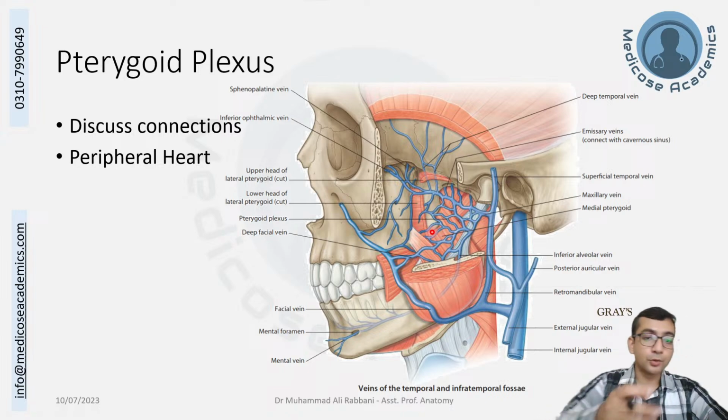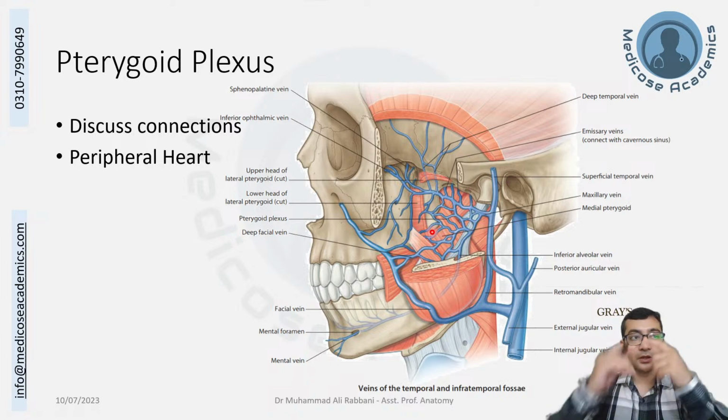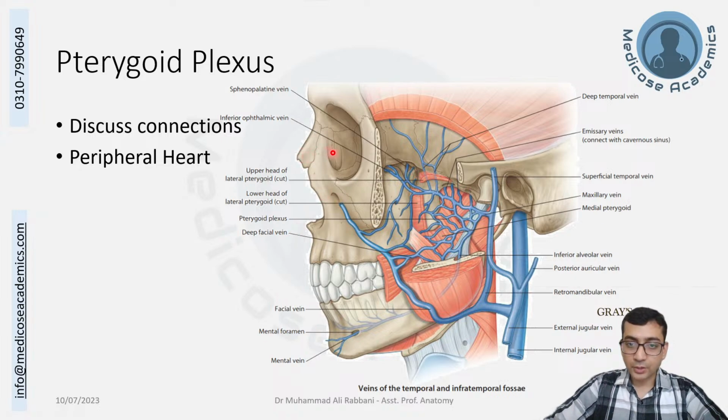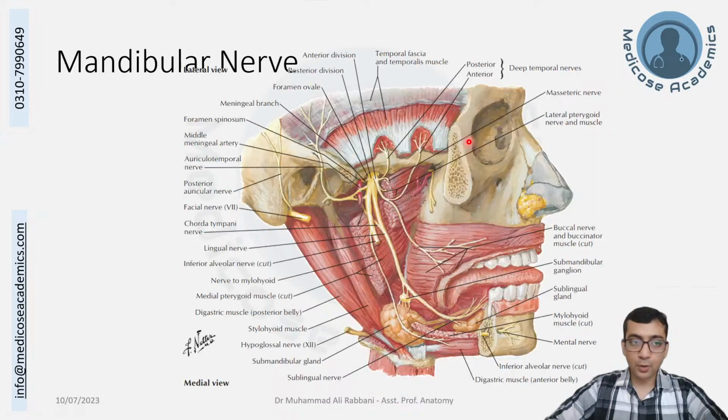That brings us back to the danger area of the face. This area is connected through ophthalmic veins to the cavernous sinus, and the lower area is connected through the pterygoid venous plexus to the cavernous sinus. So this is about the pterygoid venous plexus.